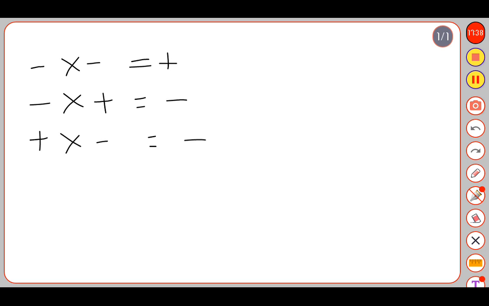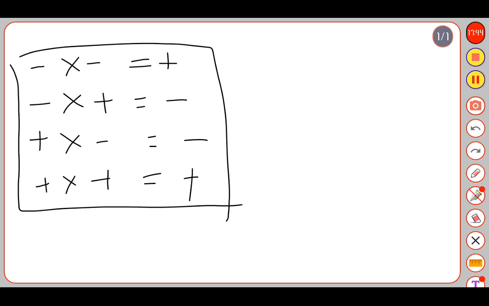So there is also a rule that minus into minus becomes plus, minus into plus becomes minus, plus into minus becomes minus, and plus into plus is plus. Always remember this. It is used in all the problems.